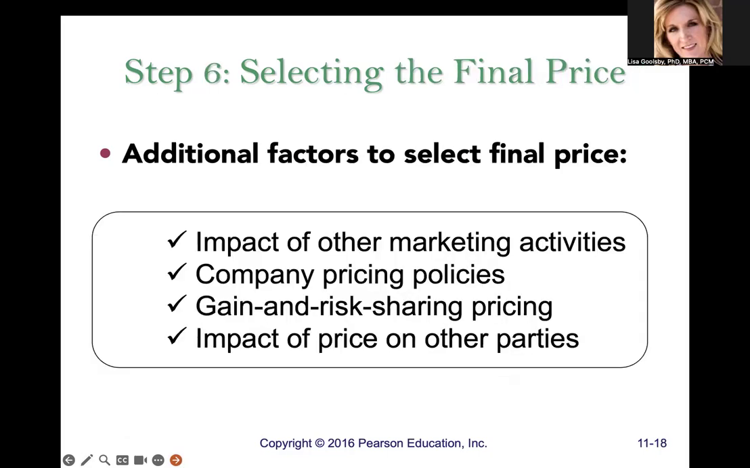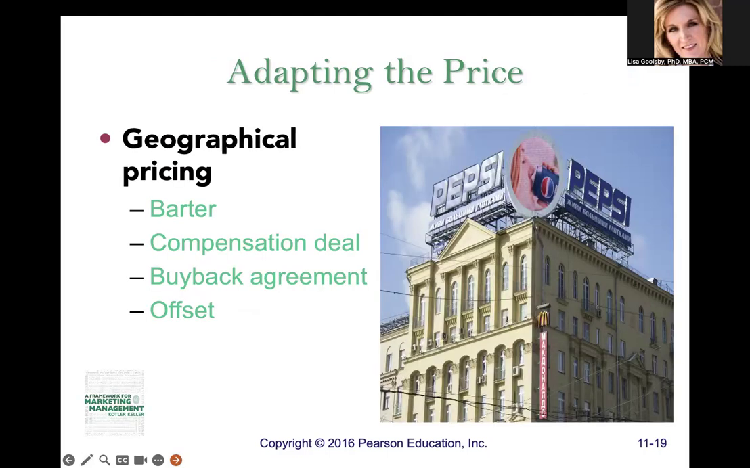Some additional factors to select that final price. You've got to consider the impact of your other marketing activities, any kind of company pricing policies, risks. You definitely want to factor in risks in there and the impact of your price on other things going on in the organization or other products that might already be priced. We do have to adapt our pricing.